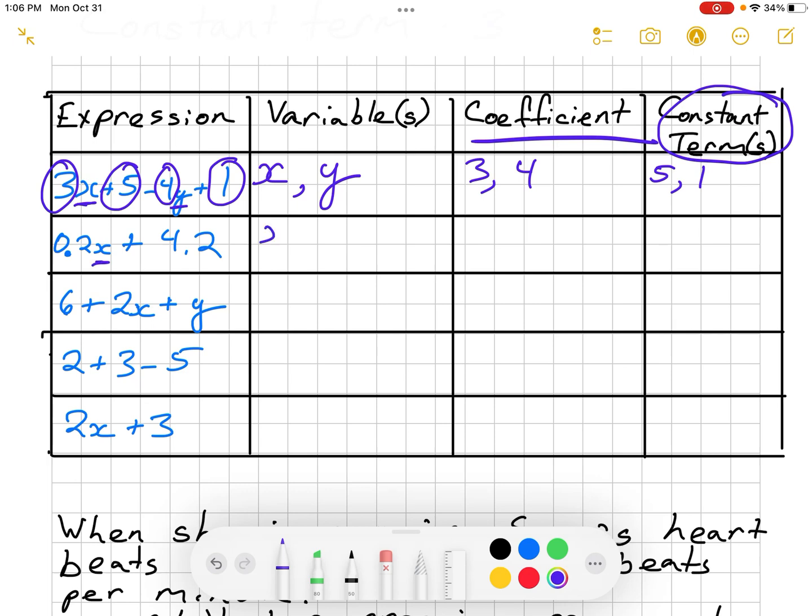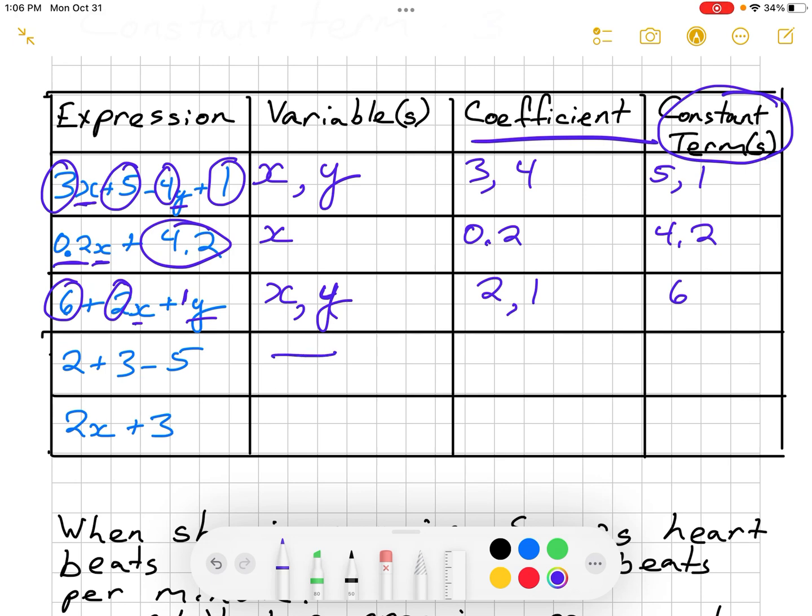All right, the next one, I have 1 variable. I have 1 coefficient, 0.2, and then I have 1 constant term that's by itself, 4.2. And this one, I have 2 variables. That's a y. And then I have 1 coefficient. I guess it would be 2 coefficients because this would literally be 1. So you could write 2 or 1, but I would just accept 2. And then the constant term is the term that's all by itself.